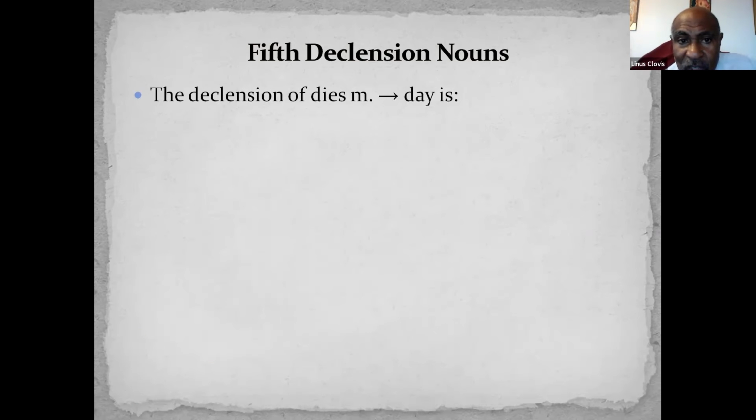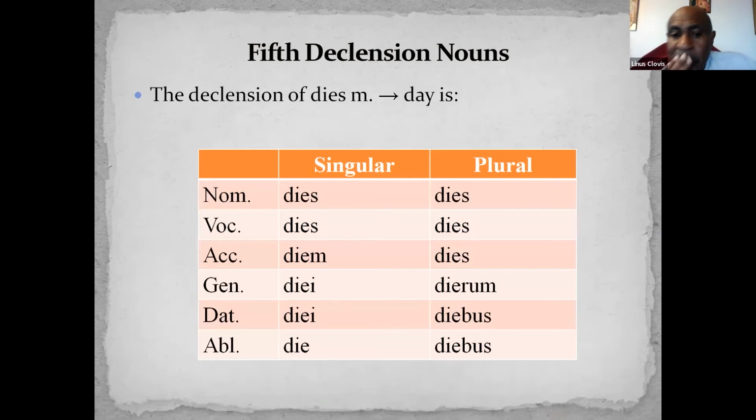Okay, the declension of dies, that is, day. So here we have it. The stem, okay, if we go back, the stem is EI, so here we have DIES, DIES, and DIEM for the accusative, DIEI for the genitive, DIEI for the dative, and DIE for the ablative, not DIES, DIE. And then the plurals are DIES, DIES, DIES, and dierum, diebus, diebus for the plural.